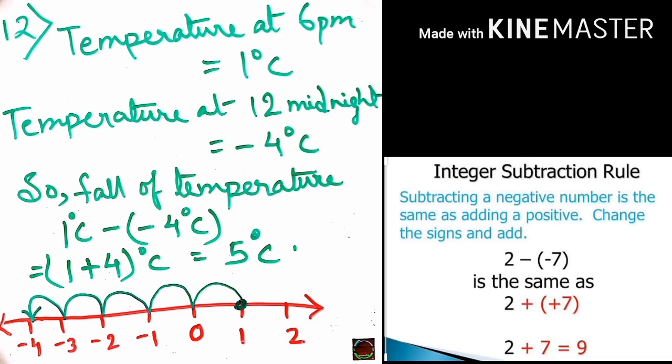Okay, in question number 12, the temperature at 6 p.m. is 1 degree centigrade, which falls to minus 4 degree centigrade at 12 midnight. So the fall of temperature will be 1 minus minus 4, and minus into minus is plus. So 1 plus 4 is 5 degree centigrade. If we see this on the number line, from 1, how many steps are we jumping? We are jumping 5 steps. So 5 degree centigrade is the difference.